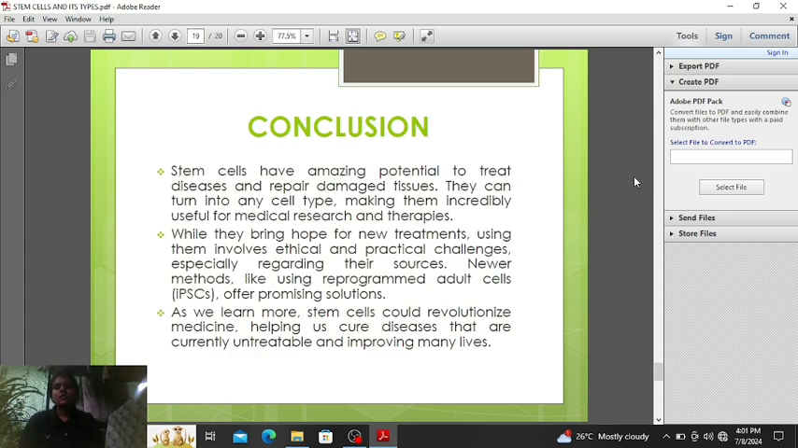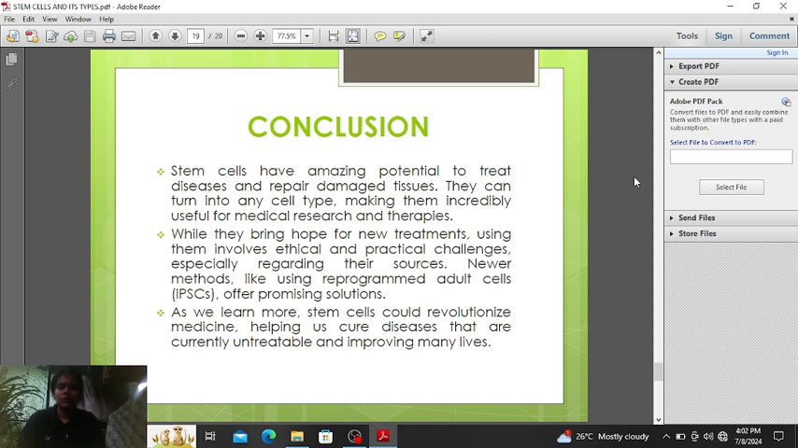So I would like to conclude my presentation by saying that stem cells have an amazing potential to treat diseases and repair damaged tissues. They can also become any cell type, making them incredibly useful in medical research and therapies. So, they bring hope for new treatments.